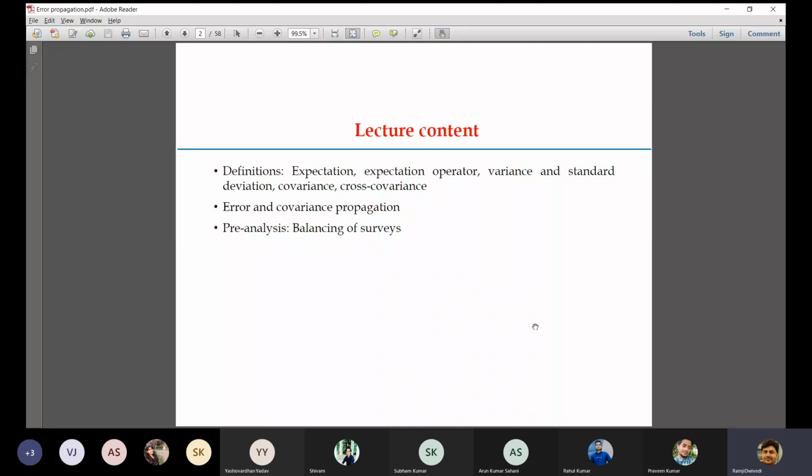Then error and covariance propagation, followed by a little pre-analysis, because we need to understand the importance of office work. That's very essential, you should know about the pre-analysis. Anyways, we'll discuss much more about error propagation. You will be much more comfortable.